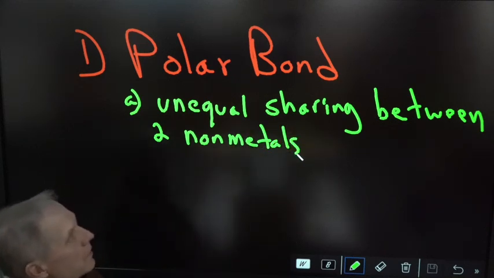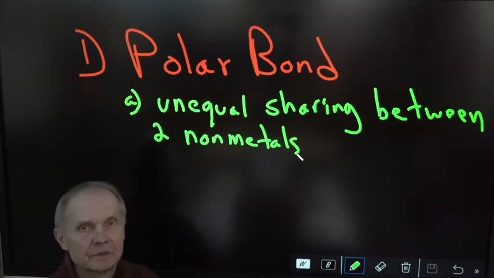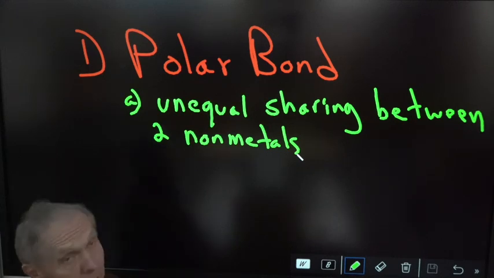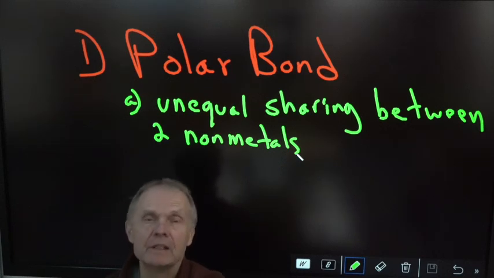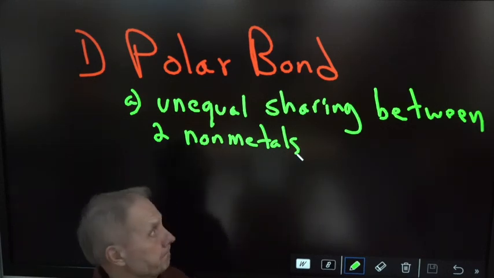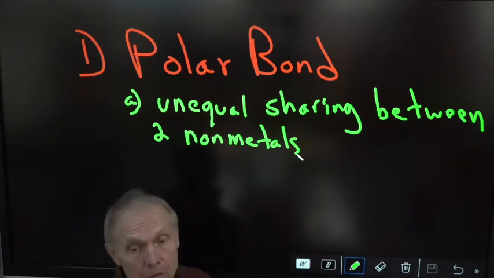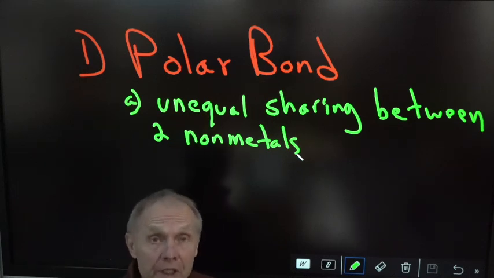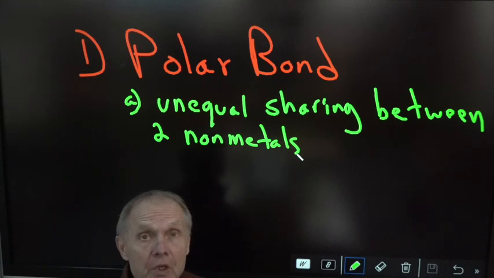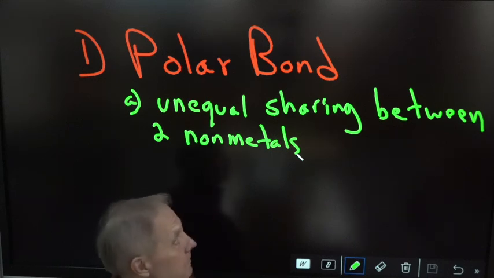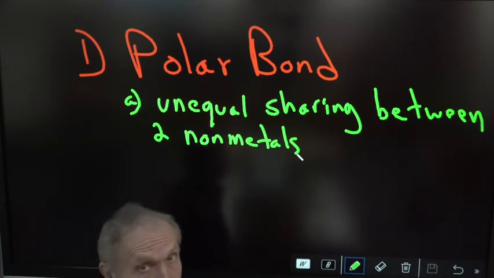So, it's unequal sharing between 2 nonmetals. That's going to be a polar bond. Remember, slightly positive end, slightly negative end. Now, there are 3 really good examples of polar bonding, and we're going to go over them. The first one is this.